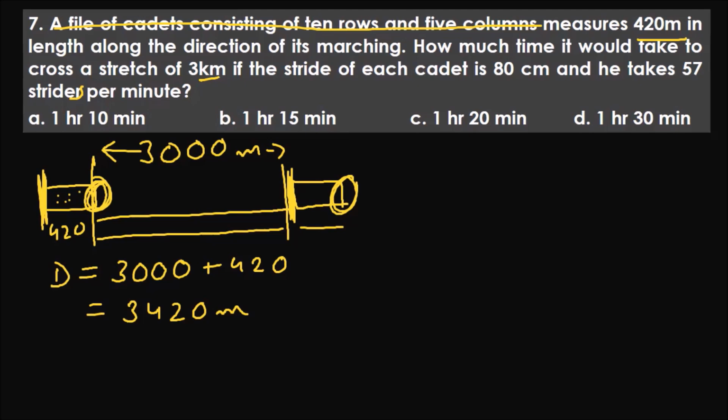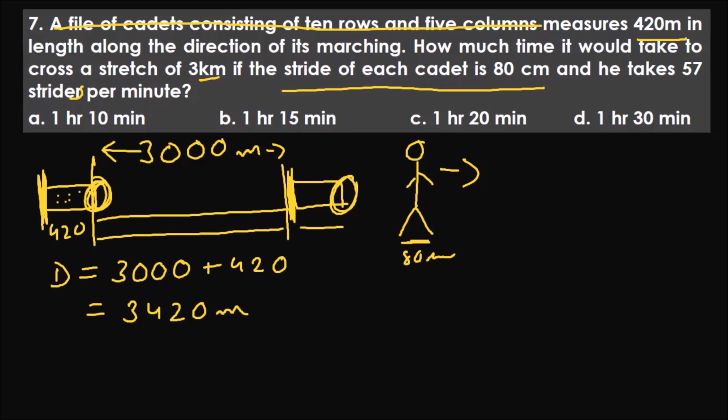Now that we have the distance, let's check out the speed. They've mentioned that the stride of each cadet is 80 centimeters. What is a stride? Suppose this is a cadet. They are walking in this direction. Stride is nothing but the length between the 2 feet. That is the length at which the cadets are moving, and this is uniform for all the cadets. This is 80 centimeters.